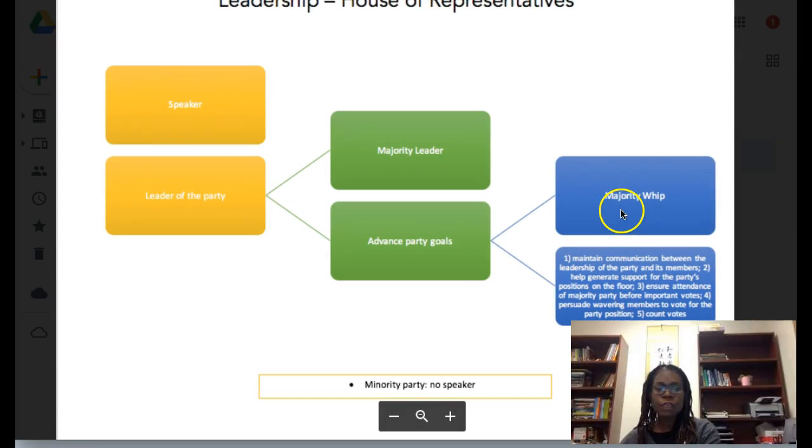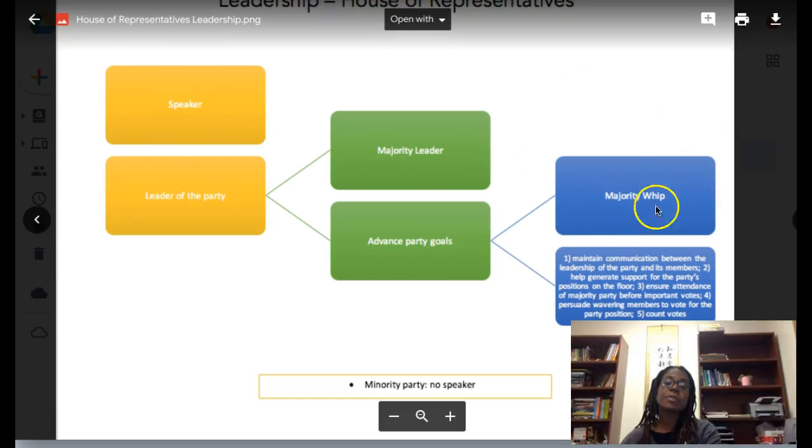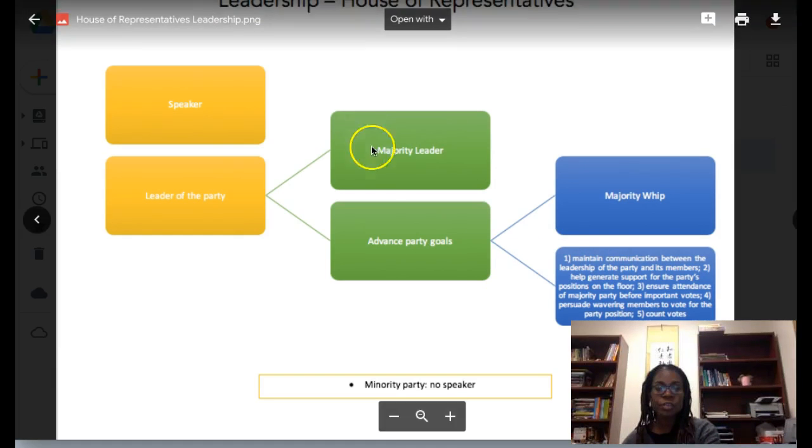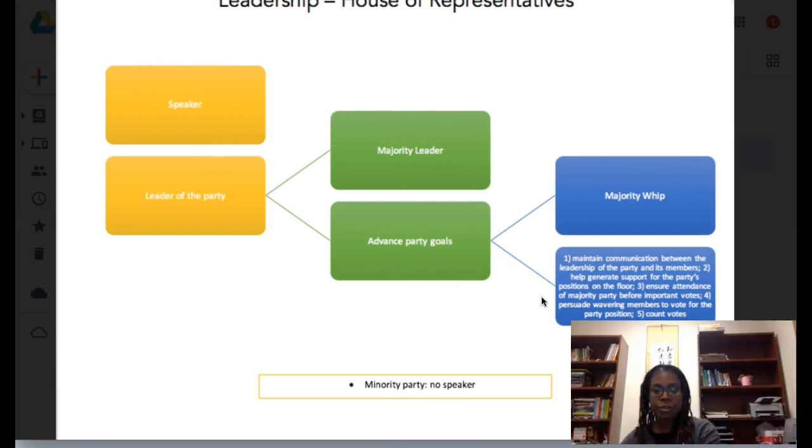Then if you move one step down, you have the majority whip. They're called the majority whip because they're part of the majority party. When we talk about the minority whip, it's the same idea. They do the same thing, but only for the minority party. The majority whip has some very important duties. One of them is to maintain communication between the leadership, the majority leader and the Speaker, and all of the other party members.